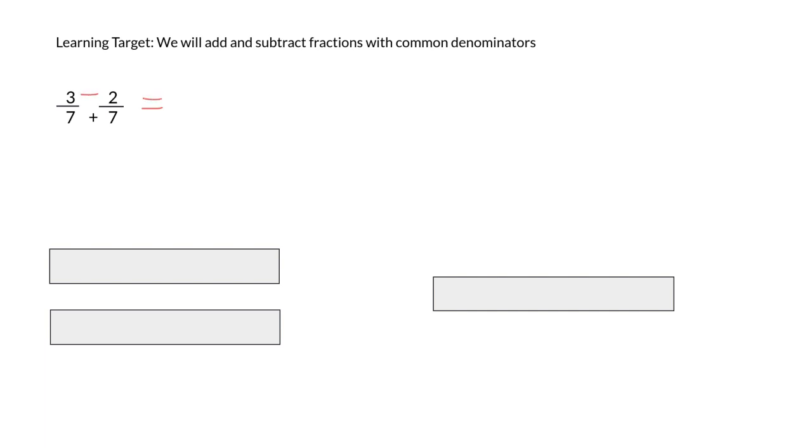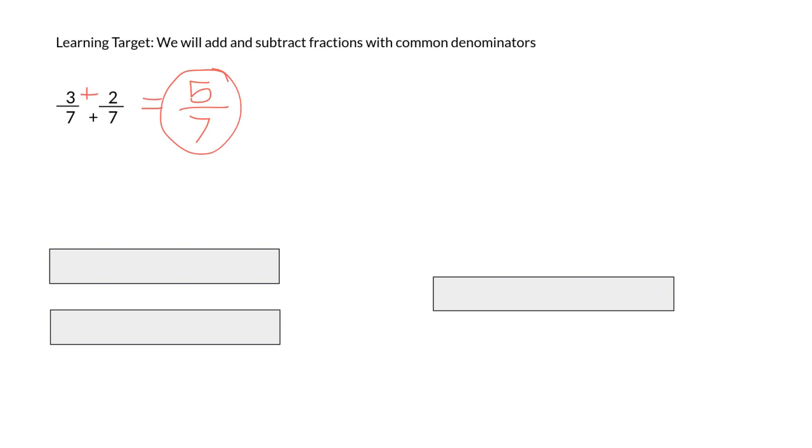We're going to add 3 plus 2 is 5. And our denominator, sevenths, stays the same. So our sum of 3/7 and 2/7 is 5/7. Right underneath here, I just drew a couple of rectangles so we could do a little modeling of this addition.